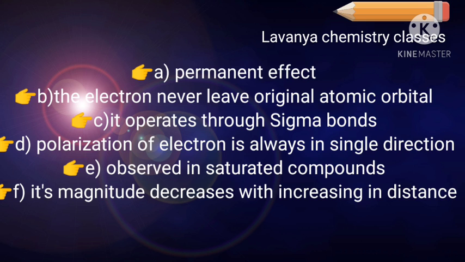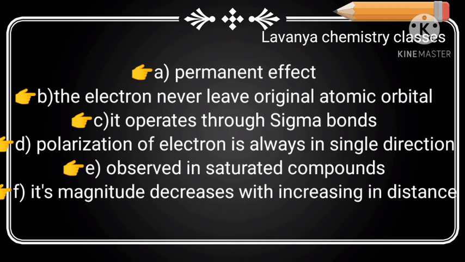Its magnitude, meaning electron withdrawing or electron donating power, decreases with increasing distance. As distance increases, the magnitude decreases. They are inversely proportional to each other, magnitude and distance. On the basis of inductive effect, these are all the points: permanent effect, electrons never leave their original atomic orbital, it operates through sigma bonds only, and polarization of electrons is in one direction.